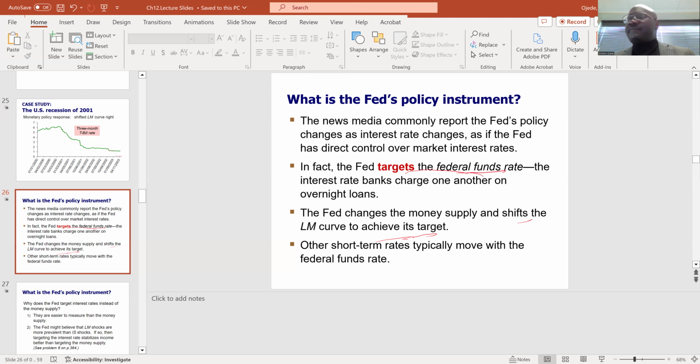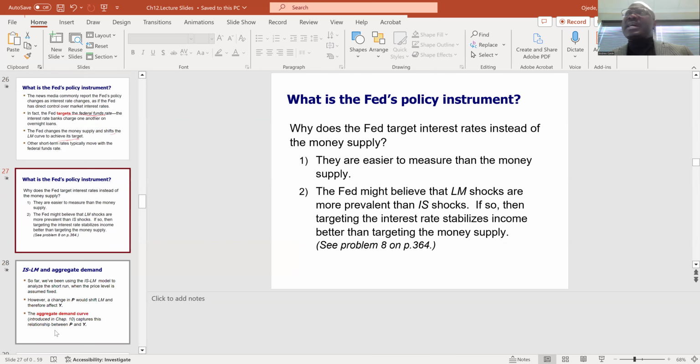Lately, the Fed has been raising the federal funds rate target because of inflation since last summer. We know that the federal funds rate has gone up a lot. There's a reason why the Fed likes to target the interest rate instead of targeting the money supply directly. One of the obvious issues is measurability. Interest rates are easier to measure than the money supply. And the Fed might believe that LM shocks are more prevalent than IS shocks. If so, then targeting the interest rate will stabilize income better than targeting the money supply directly.